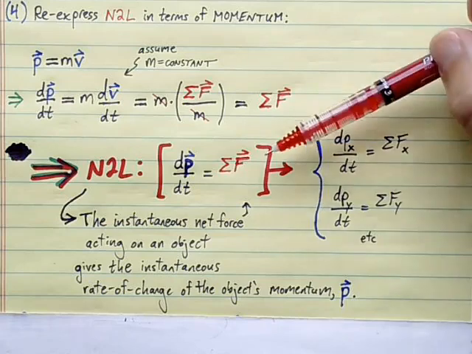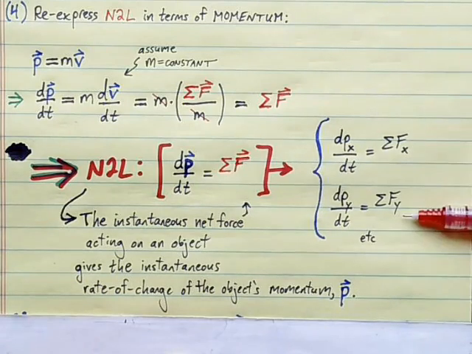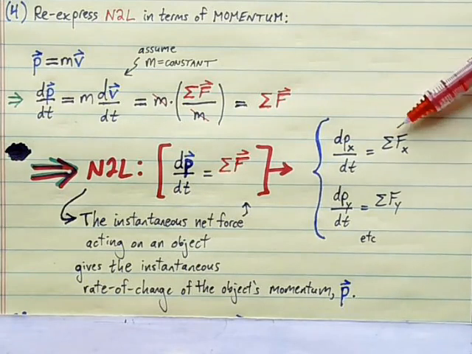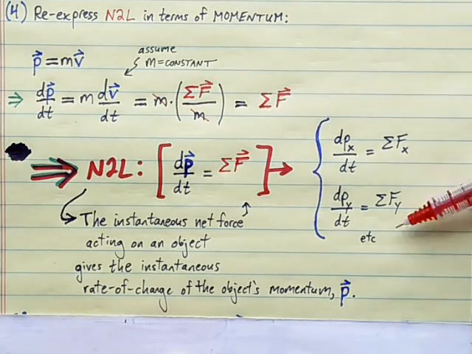Oh, this is also a vector equation. So of course, when we use it, we usually represent it as separate equations for each component. So the rate of change of the x component of momentum is determined by the x component of the instantaneous net force, and so on.